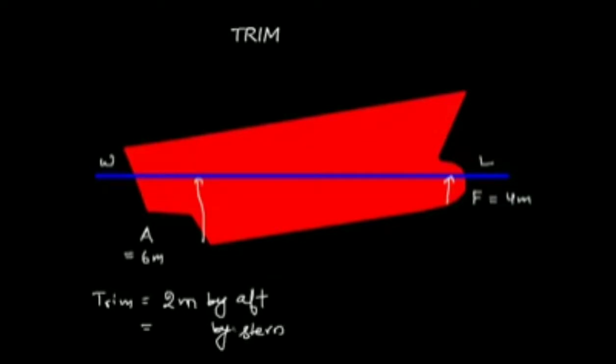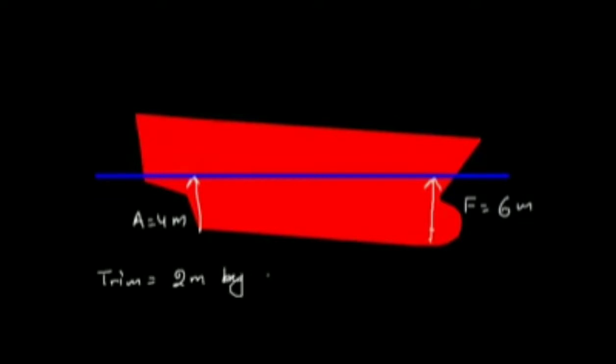Now let's see another scenario. Here the forward draft is this. This is forward draft and this is aft draft. Say here the forward draft is 6 meter and aft draft is 4 meter. So we can say the trim is going to be 6 minus 4, that is 2 meter by forward, or 2 meter by head.